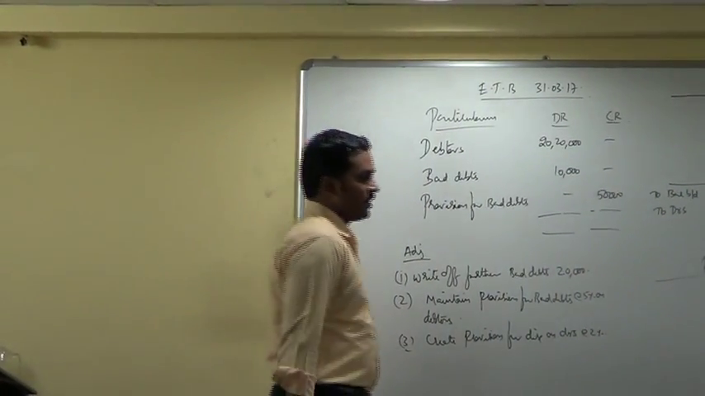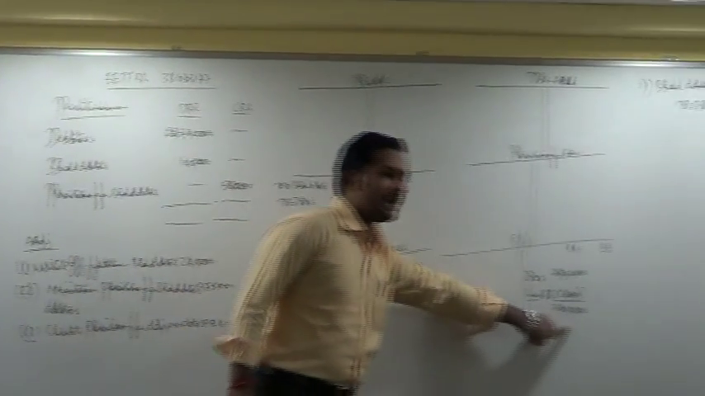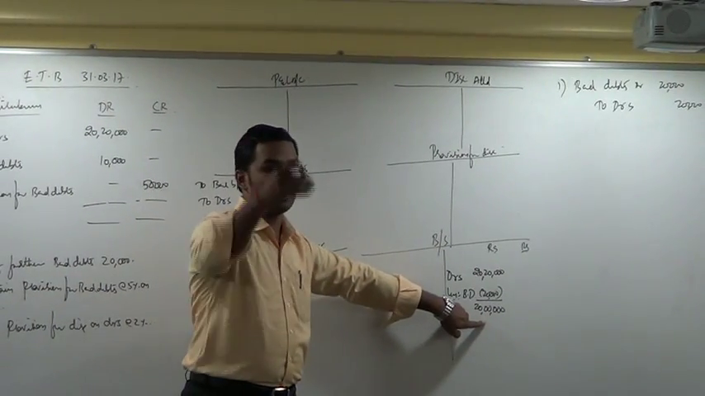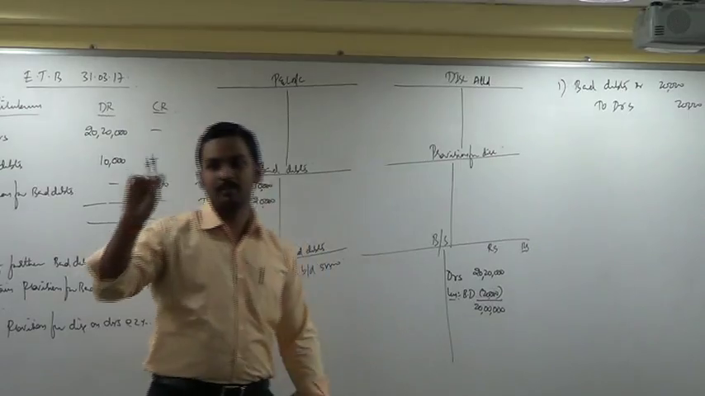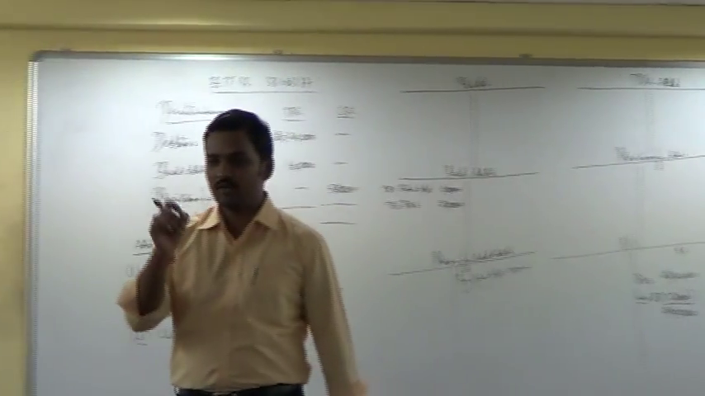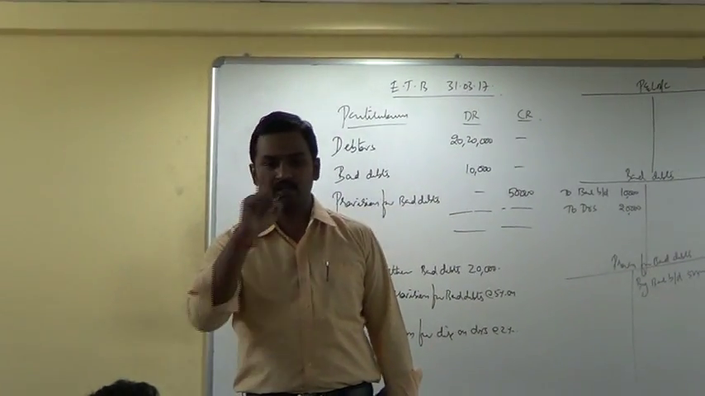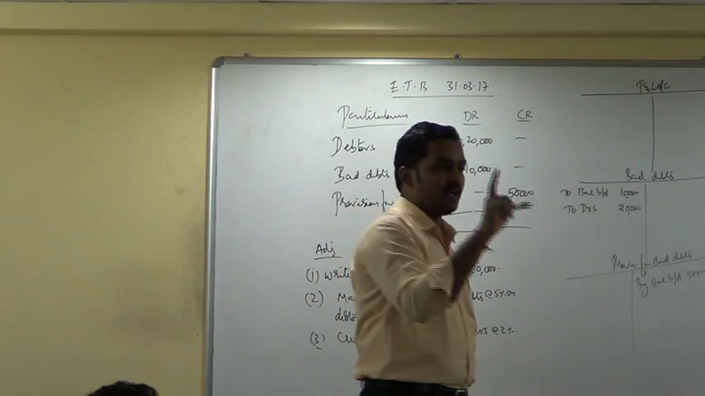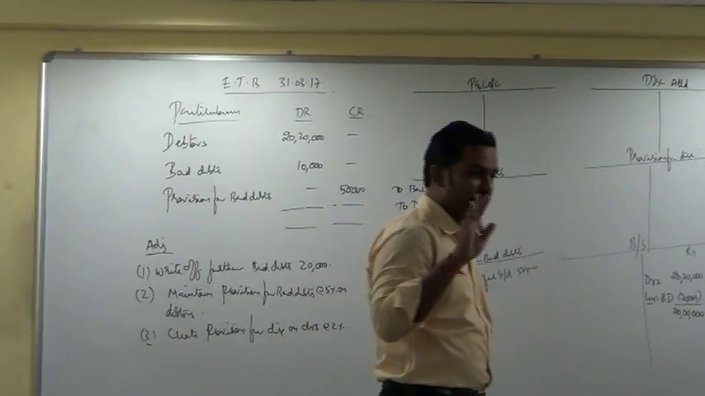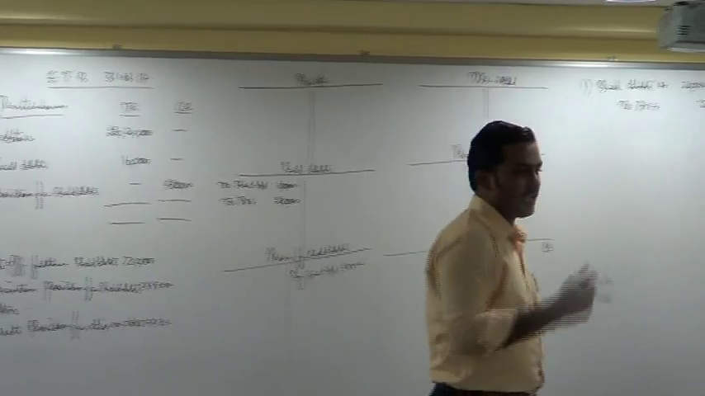Now look at the board. Debtors balance is 20 lakhs. This is the amount to be collected in the future. We expect 5% of the money will not be collected. 20 lakhs into 5%, how much is it? 1 lakh. We expect that 1 lakh rupees of the debtors will not be collected.